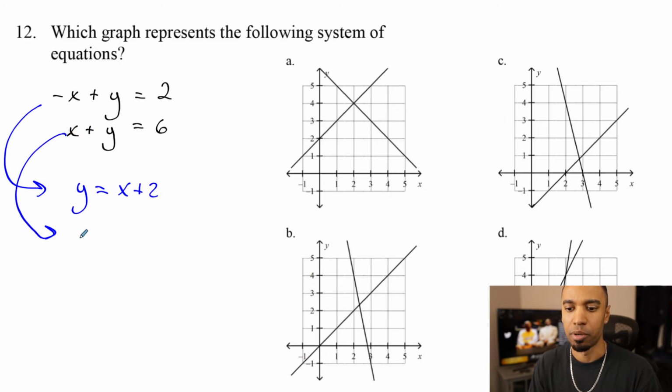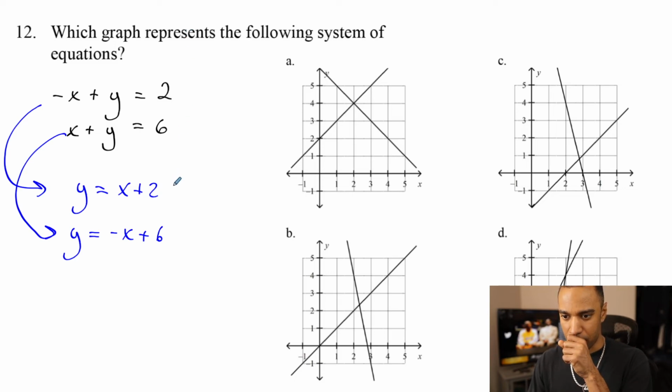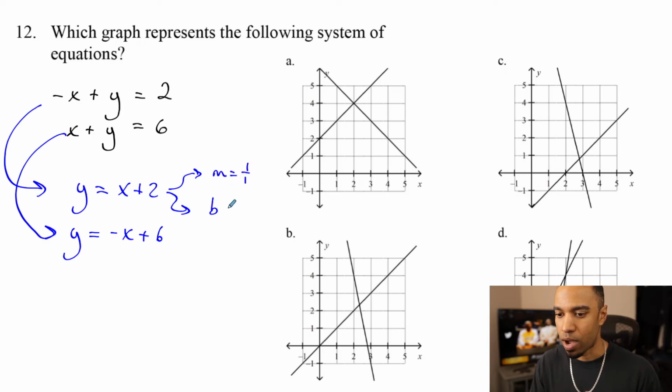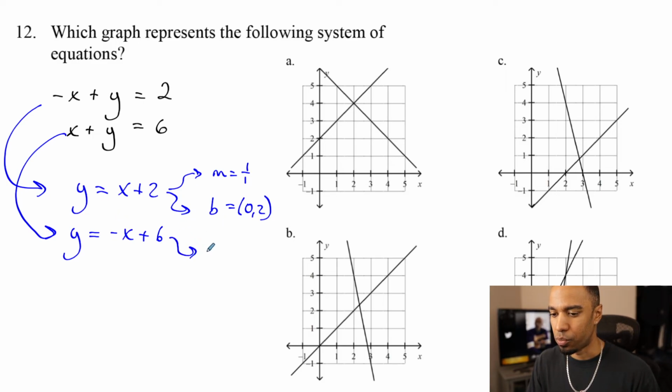And if I subtract x from both sides here, I get y equals negative x plus 6. So in this problem, we have a slope of 1 over 1, rise 1, run 1, and a y-intercept of (0, 2). So we'll find out which ones give us that. And then on this one, we have a slope of negative 1 over 1, fall 1, run 1, and a y-intercept of (0, 6).